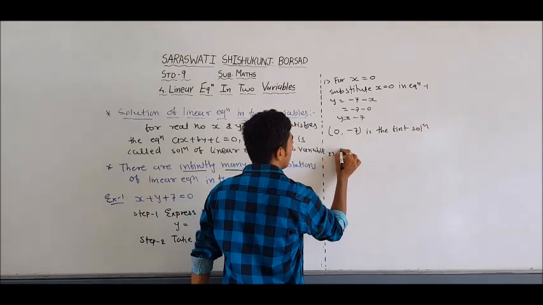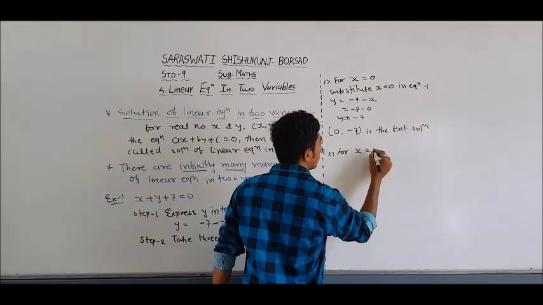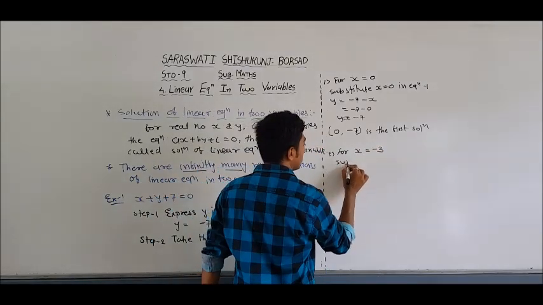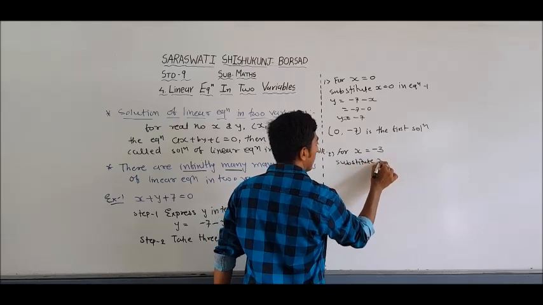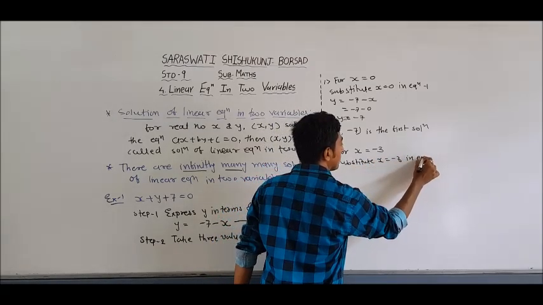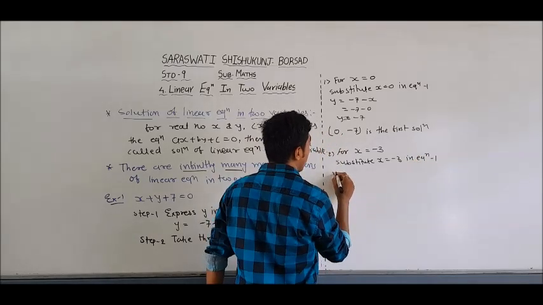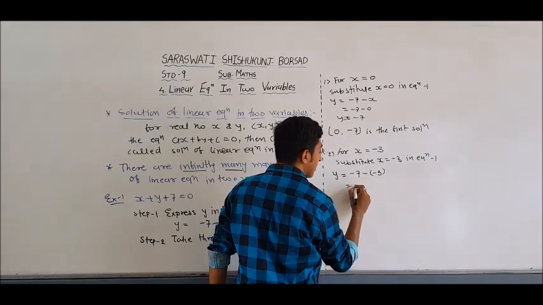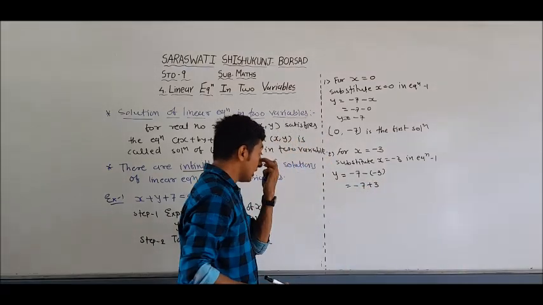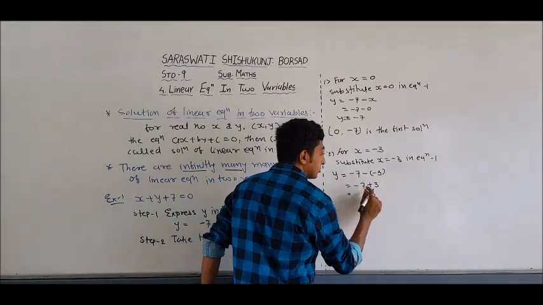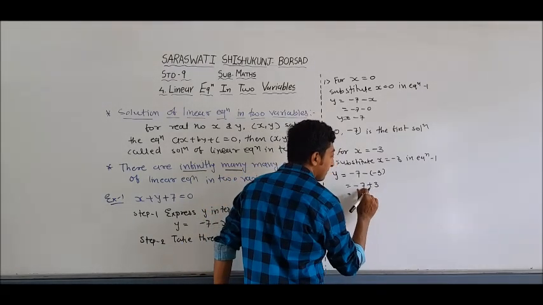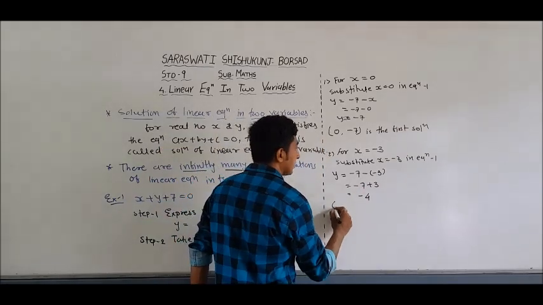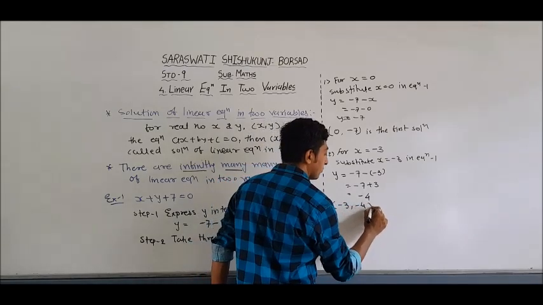Let us take x equal to minus 3. Let us see. Substitute x equal to minus 3 in equation 1. So what is the value? y equal to minus 7 minus, minus 3. Minus, minus will be plus, so minus 7 plus 3. Here there is a negative sign, so 7 minus 3 is 4, and the bigger digit has a negative sign, so the answer is minus 4. So our second solution is minus 3, minus 4.